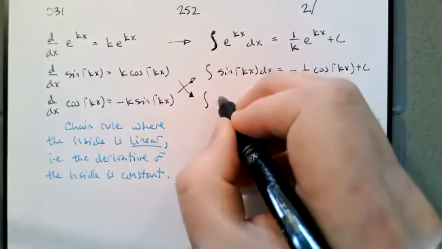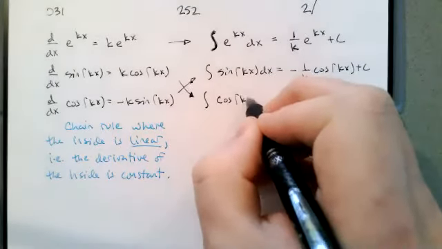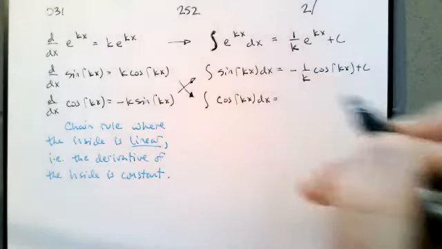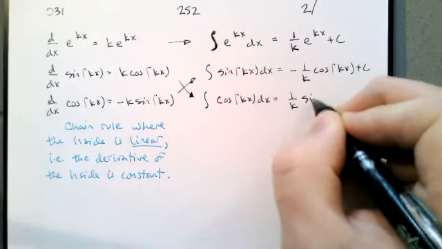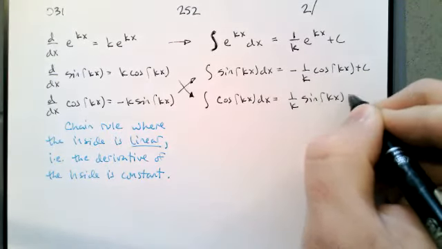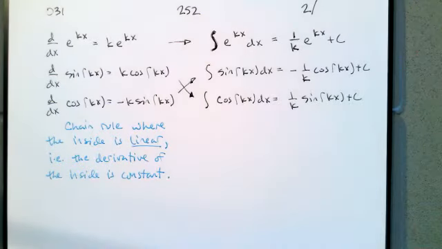Similarly, the integral of cosine of kx dx is 1 over k times the sine of kx plus c. We divide by the derivative of the inside, and when the derivative of the inside is a constant, everything is nice and straightforward because it's constant multiples.